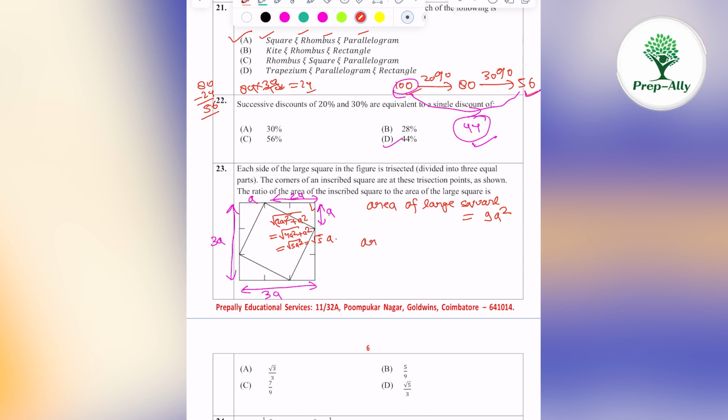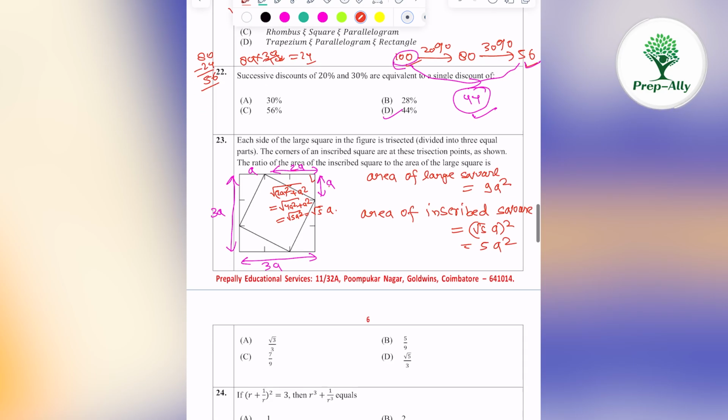So we can write the area of the inscribed square is root 5a whole square, which is 5a square. So basically here we have to find the ratio of the area of the inscribed square to the area of the large square, which is equal to 5 by 9. So we can write here option B is the correct one.